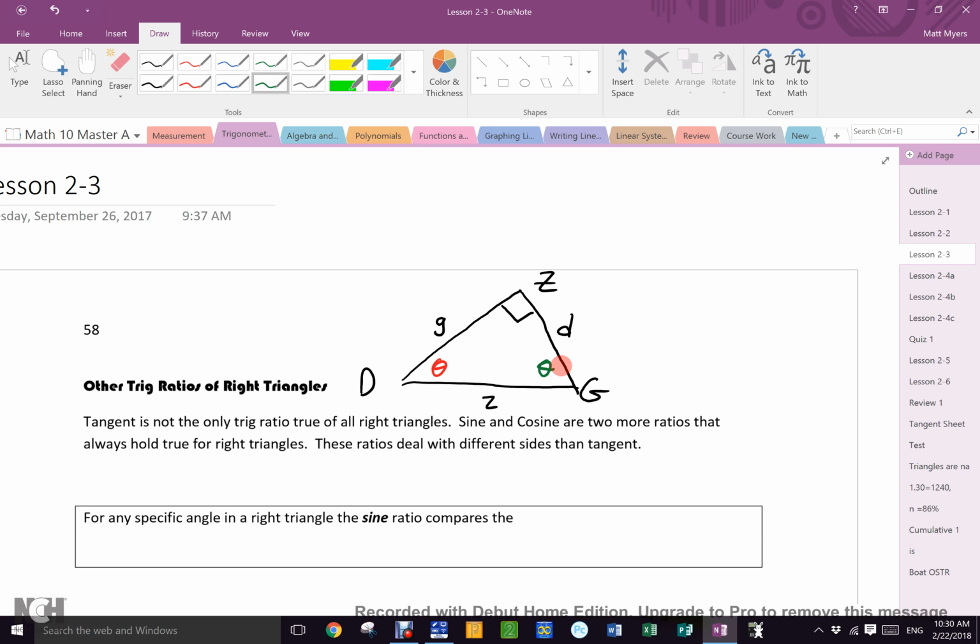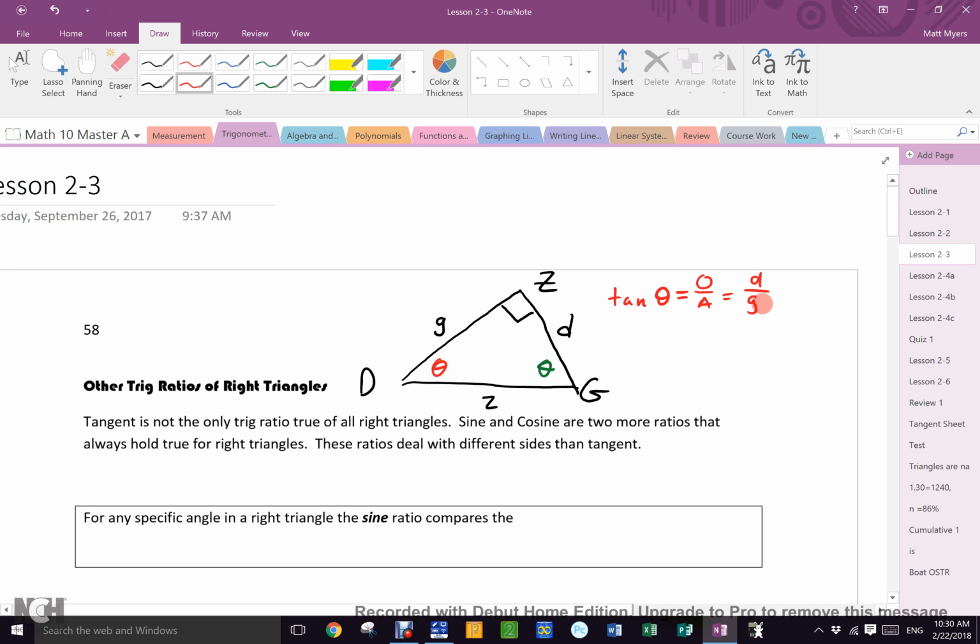The only trig you know right now is tan of red theta. What is every tangent equal? Opposite over adjacent. Now, put in what you know. What is opposite red theta? D. What is adjacent to red theta? G. It can't be Z.